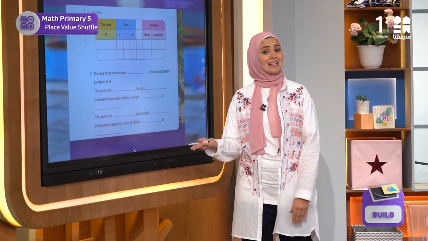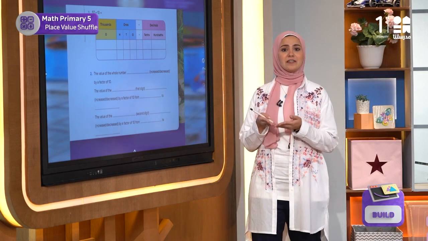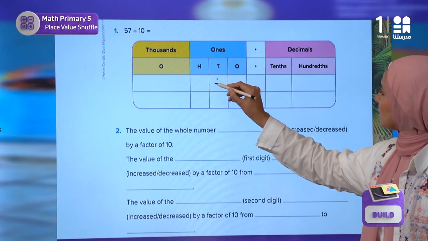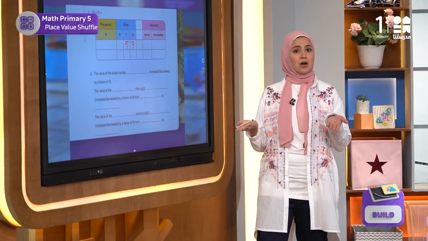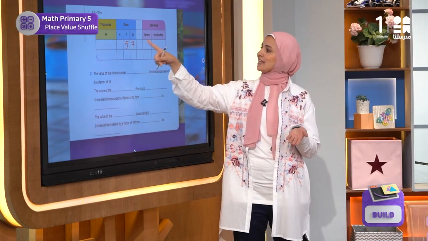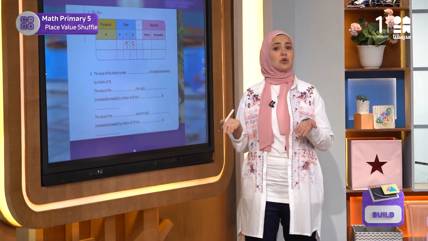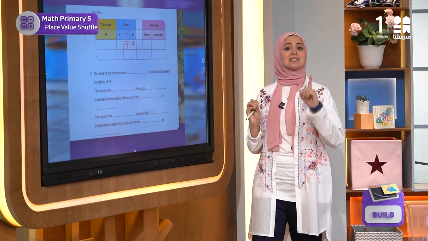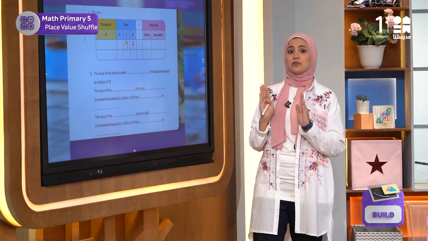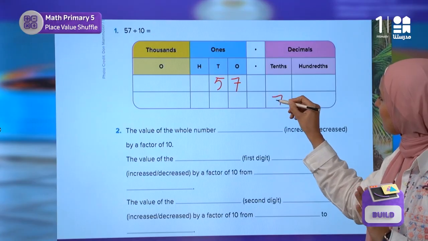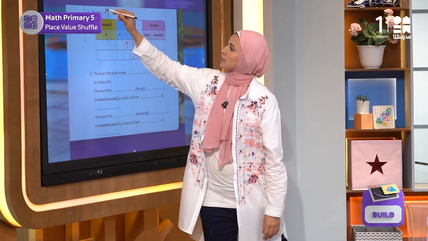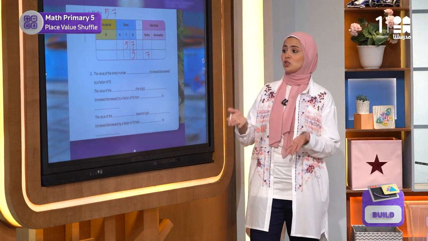Now that we're back, let's check your answers. You're asked to divide 57 by 10. Write the number in the place value chart. Now, record 7 in 1's place and 5 in 10's place. As you know, when you divide by 10, the digits within the number will shift 1 place to the right. The digit 7 will move to the 10th, and 5 will move to the 1s. The quotient is 5.7.